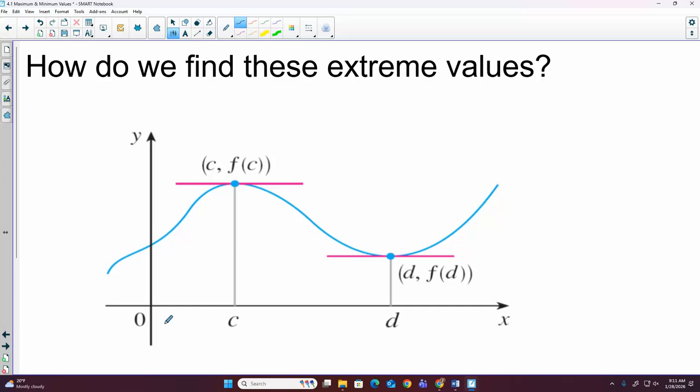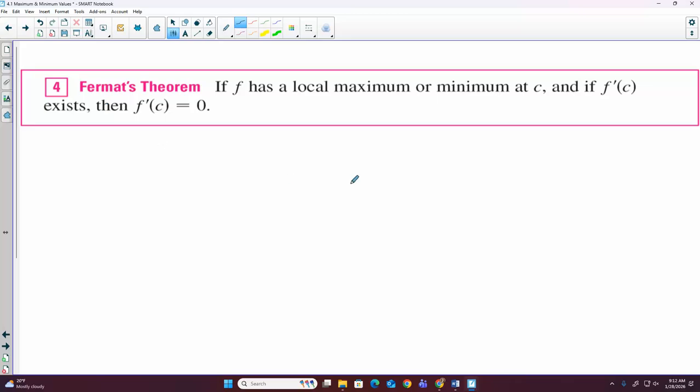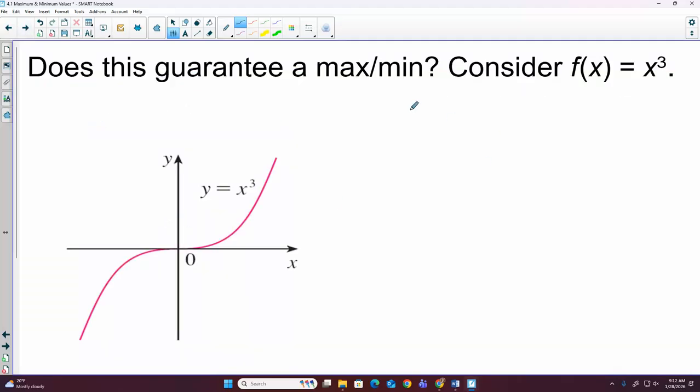Haven't we kind of done that already when we were finding the maximum height of something? What did we do? We found the velocity and set it equal to 0. So we've kind of already done that. But it will work in all of these cases. So that is the first rule. If you have a local max or min and the derivative exists, it's going to be 0. Now, the question is, if the derivative is 0, does it have to be a maximum or minimum?